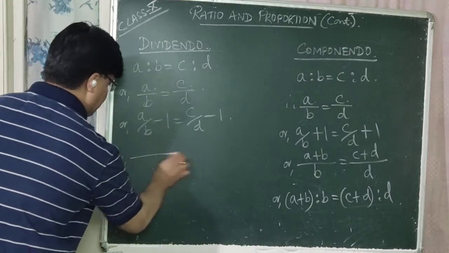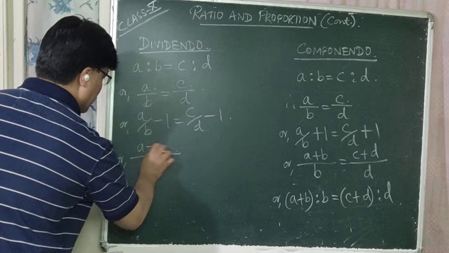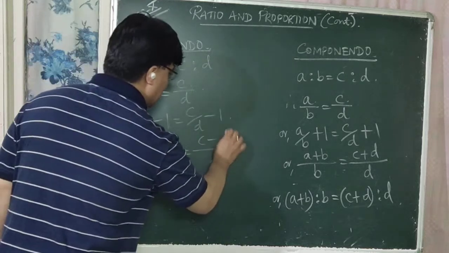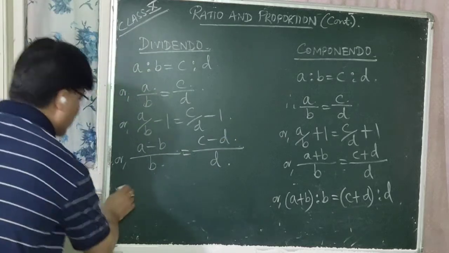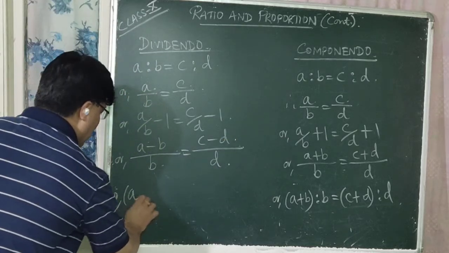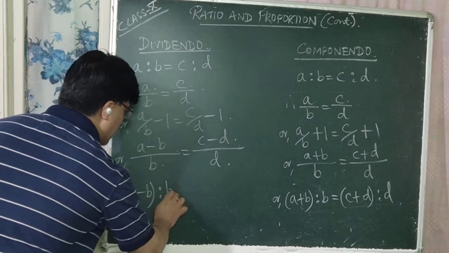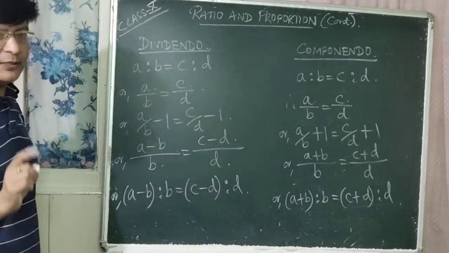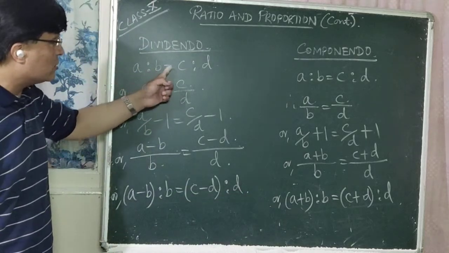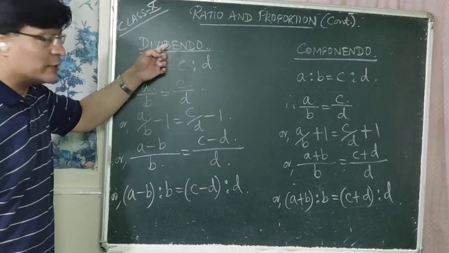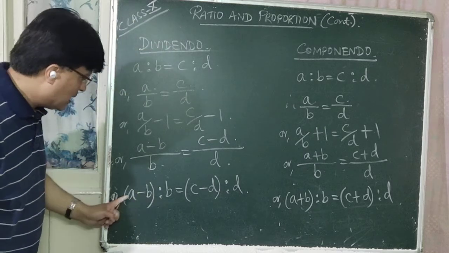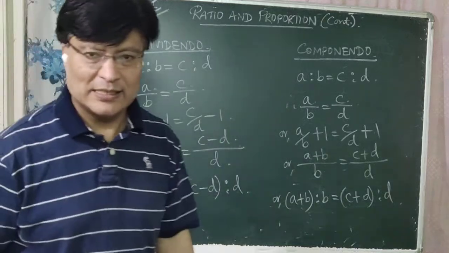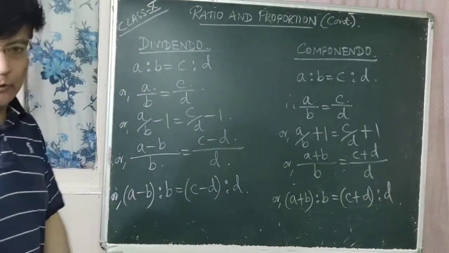So what's the LCM? It is B. A minus B is equal to, what's the LCM? D. It is C minus D. That means we can write A minus B is to B is equal to C minus D is to D. That means if A is to B is equal to C is to D, then by the property of dividendo, we can write A minus B is to B is equal to C minus D is to D. Is that clear? So this is your dividendo.